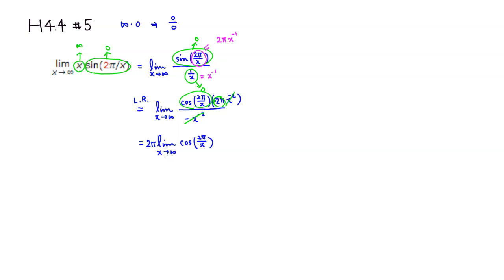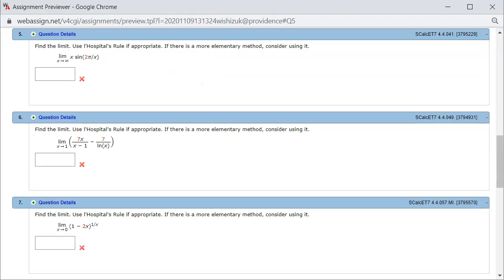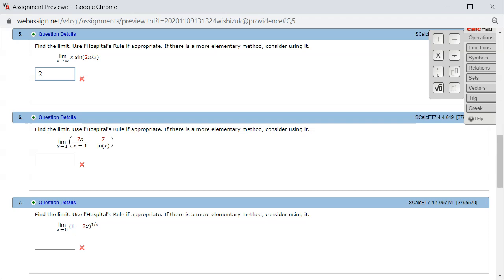As x approaches infinity, 2 pi over x approaches 0. But the cosine of 0 is 1. So this guy approaches 1. So we know that the limit is 2 pi times 1, so it's 2 pi. Let's type it in. So the answer is 2 pi.